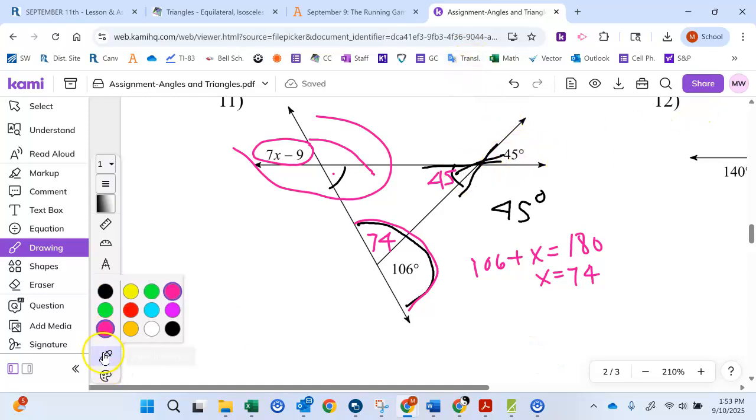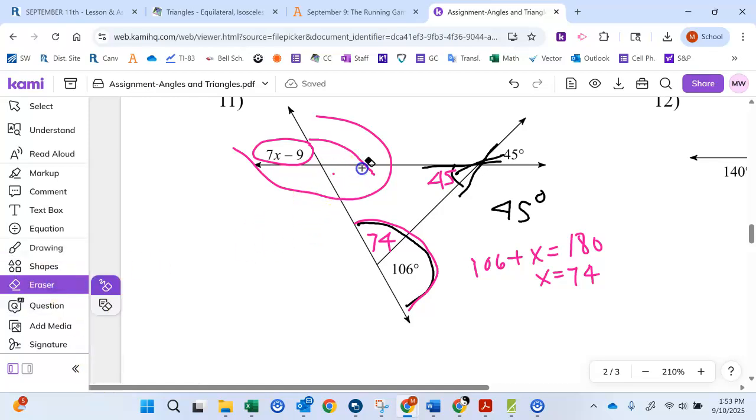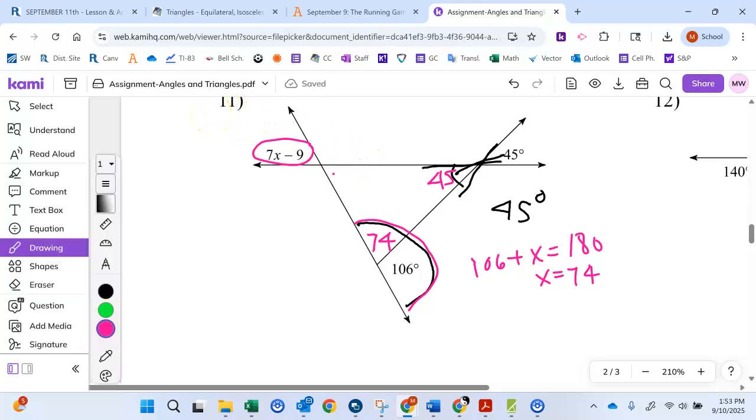Let me use my eraser. Where's my eraser? There it is. I need to make some room over here, okay? I don't know why that doesn't go away. There we go. Okay, drawing. So that means this is also 7x minus 9, okay? Because it's vertical with that one, same, okay?